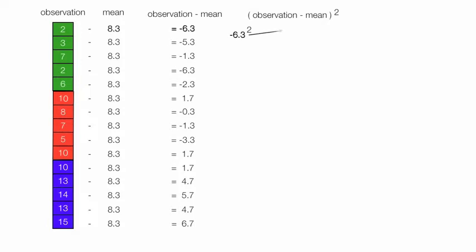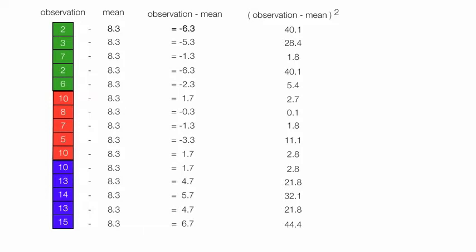And this is equal to 40.1. Negative 5.3 squared is equal to 28.4. Negative 1.3 squared is 1.8. And I'll just fill in the rest of the values. Now I take all these values and sum them up. So this equals 257.3.